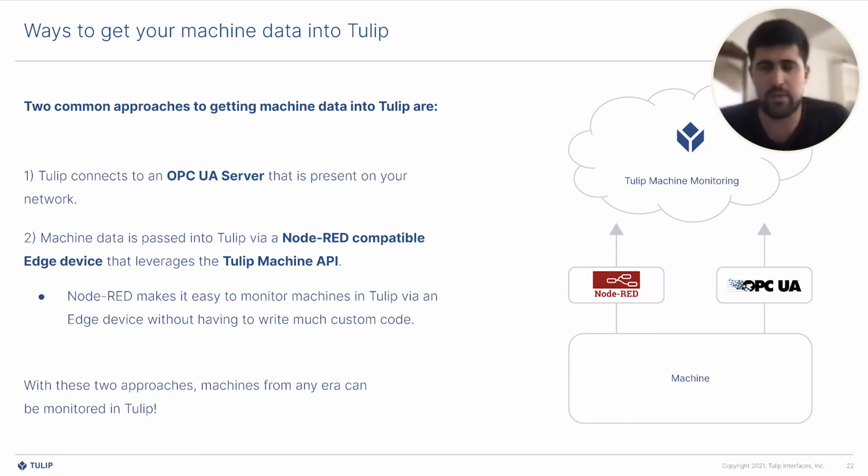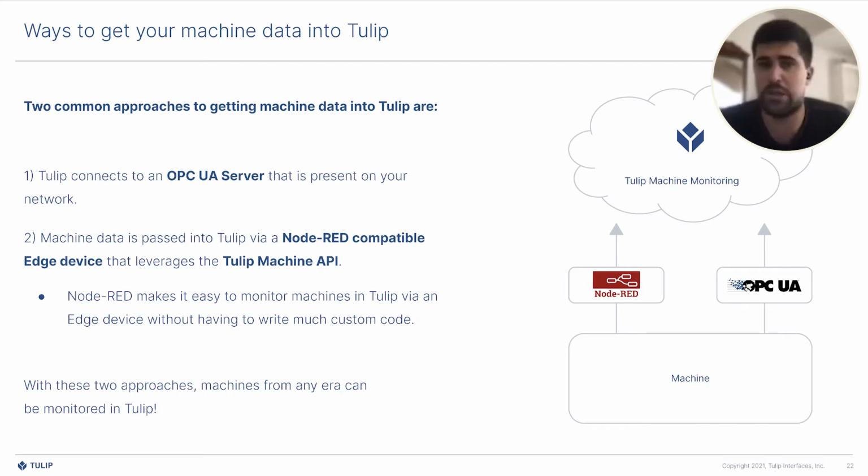The other approach that we have is we leverage an edge device that's running Node-RED, and I'll talk more about what Node-RED is in a little bit. But basically, we're going to use the edge device with Node-RED to leverage a service that we provide, the Tulip Machine API, to get machine data into Tulip. The Node-RED approach is preferred because you can get your data into Tulip without having to write much custom code. The approach that you'd use Node-RED for is if the machine, for example, doesn't know how to speak OPC UA, right?